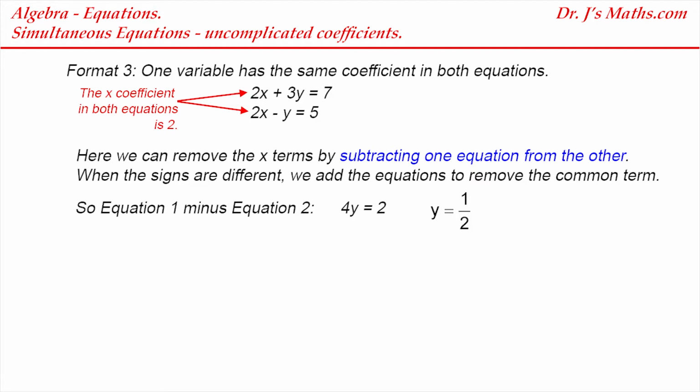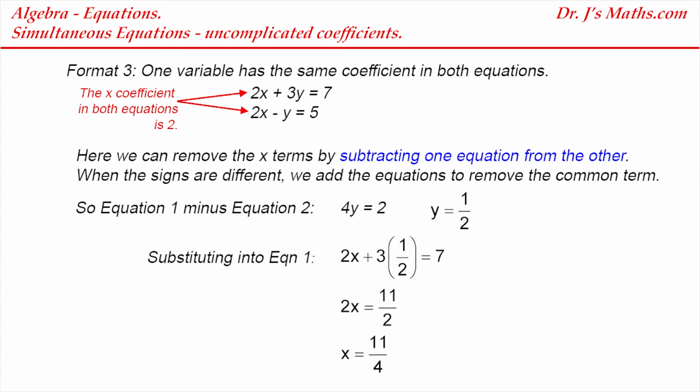So we have 2x minus 2x, which is gone. 3y minus y, which is 4y, and 7 minus 5 is 2. So 4y equals 2, y equals a half. Substitute back into one of the equations, let's say equation 1. So we have 2x plus 3 times a half equals 7. 2x therefore is equal to 11 over 2, x is equal to 11 over 4, so we rewrite the joint solution of x equals 11 over 4 and y equals a half.